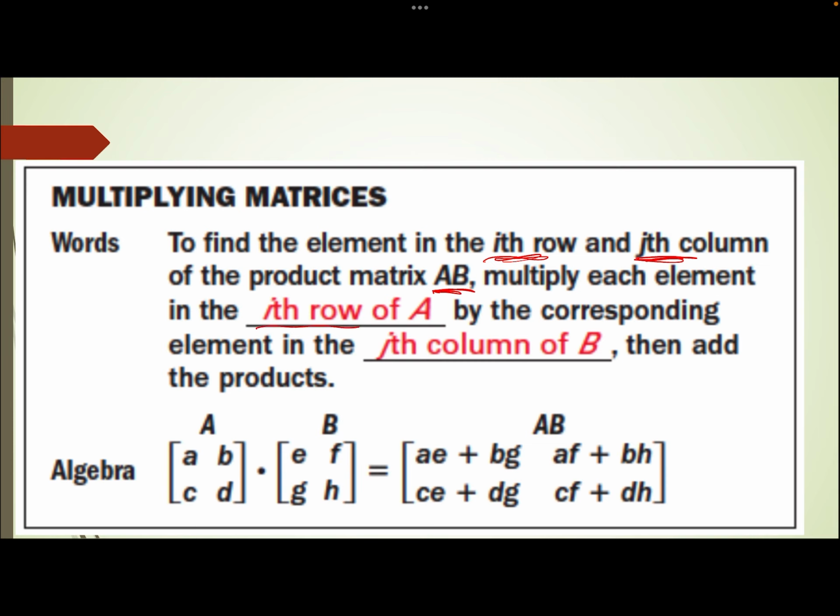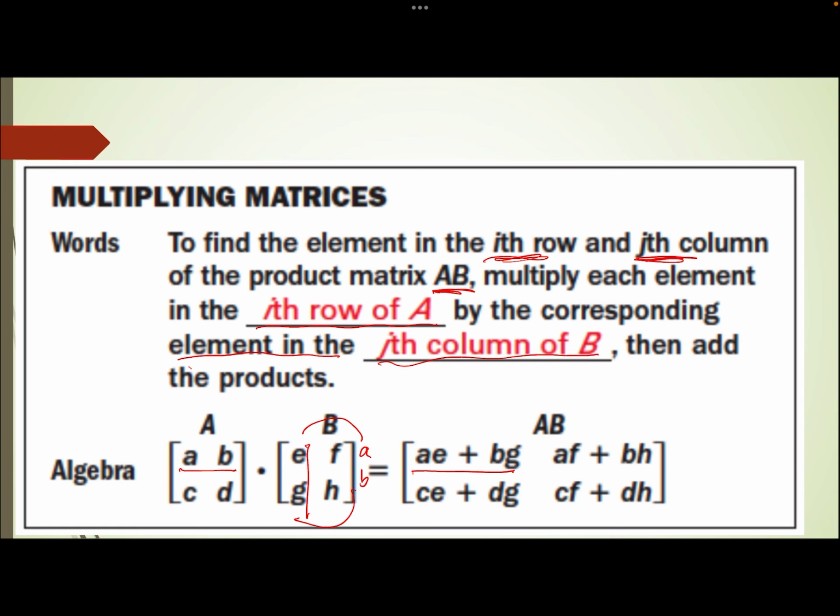So I take any row of A and multiply it by corresponding elements in any column of J. So AB would go with EG. So A times E and B times G, and that goes here. What I like to do is take the row and tip it like this so that I can see it, and then I just distribute through. So this would be AE plus BG. So I do the products and then add.